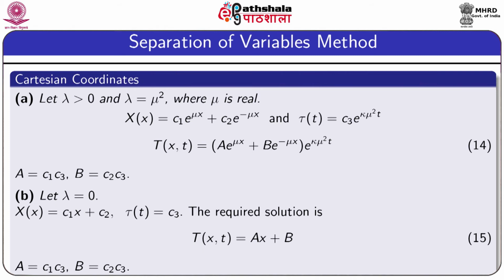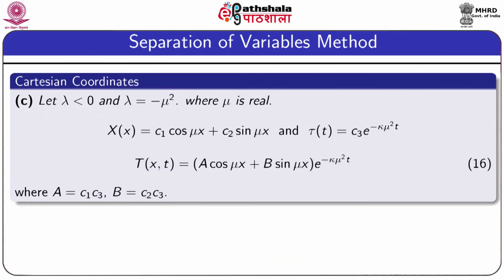So, if lambda equals 0, the solution for capital X becomes C1 x plus C2, and the solution for tau becomes tau equals a constant, which is equal to C3. Therefore, the required solution becomes capital T equals Ax plus B, where A is defined as C1 C3 and B is equal to C2 C3.